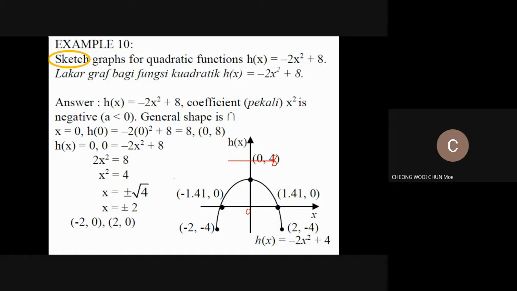This one diagram wrong. Okay, so it's O here. So it's either negative 2, 0 or positive 2, 0. Okay, so it's negative 2, 0. Here is positive 2, 0. Okay, you got these 3 points already, can sketch the graph roughly because you know the shape is like this.